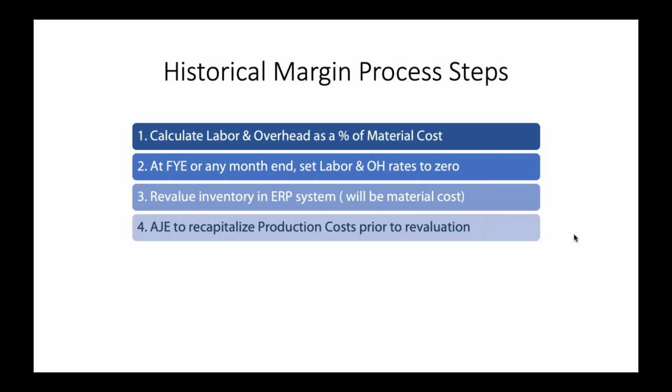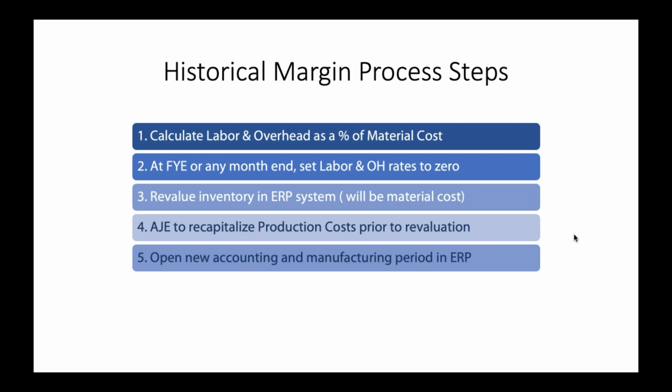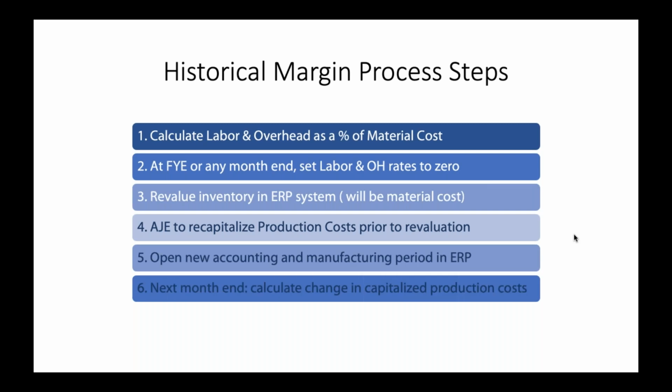Then recapitalize the production costs. The difference between the original inventory, which had labor and overhead in it, and the revalued inventory, you just put that back on the balance sheet, because it's been sent over to cost of goods sold. Then you open up your new accounting period, you start your manufacturing period in your ERP system, and you're just running normally. Everything in inventory is just material. And quite frankly, a lot of operating people like this because they understand material. They get very confused with labor and overhead rates and why product A costs more than product B because of the application of overhead and all that. And then finally, at every month end, you calculate the change in your capitalized production costs.